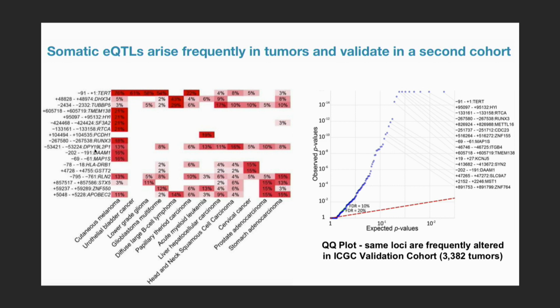But you see here we also have 43% for this element upstream of DHX34, depending on the kind of tumor you're looking at. So that was the first question. The second question is, are these events predictive?